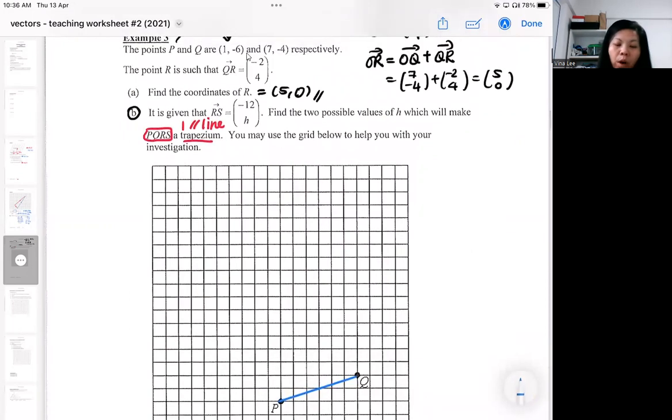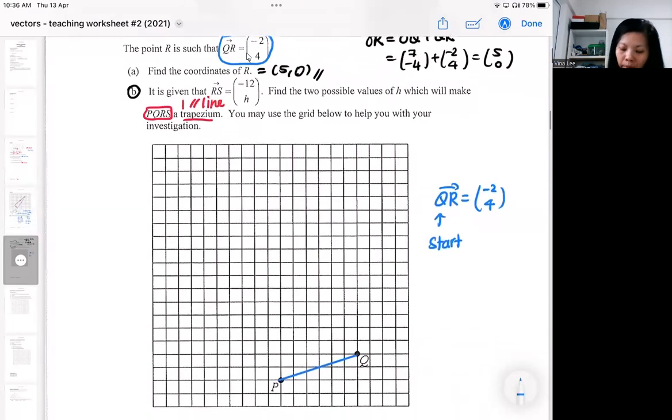Now, first thing you must know where is the R. So you've got to use this grid, this column vector, to help you. So QR. When they say QR, you start from Q and you move 2 units to the left, and then you move 4 units up, and that's where you get your R. So this is your R. So can you take a look? QR means you start from Q, and if you move 2 units to the left and 4 units up, that's how you get R.